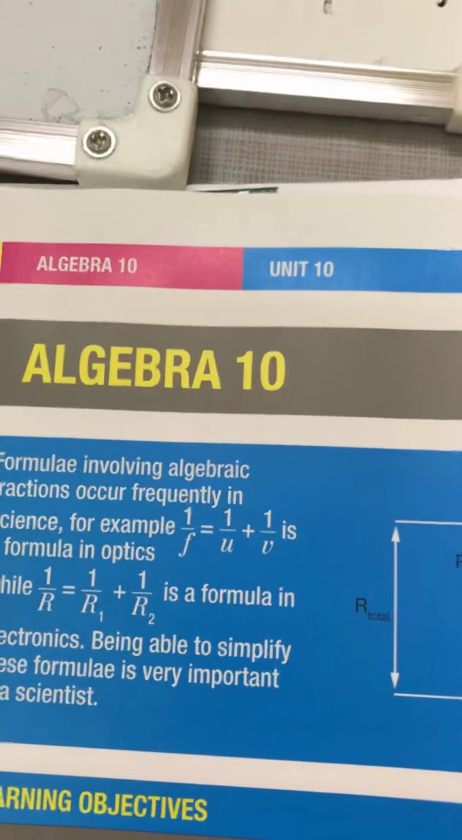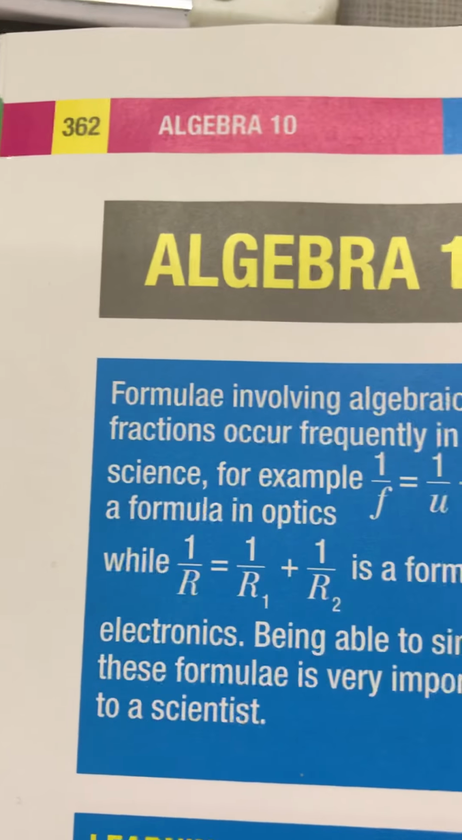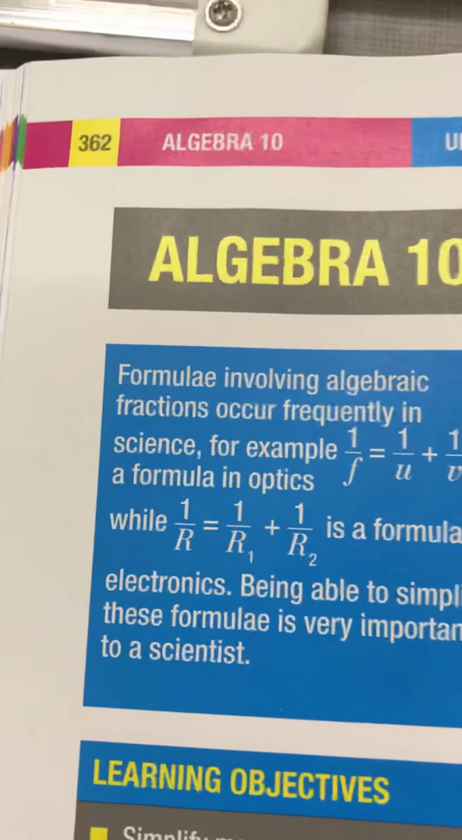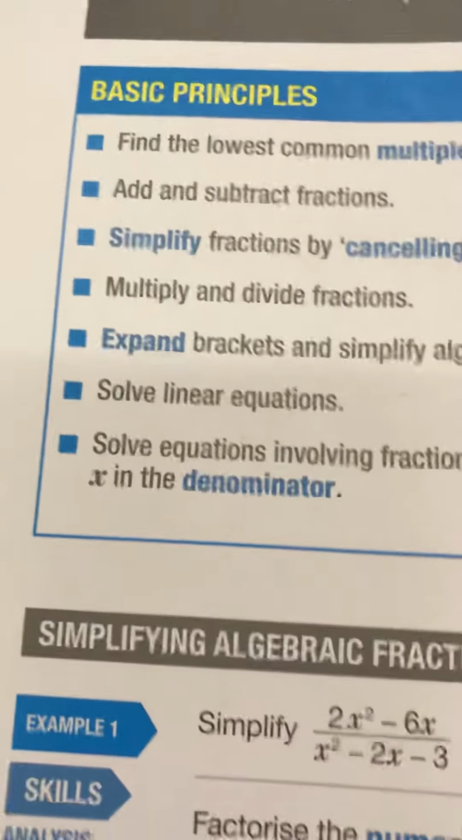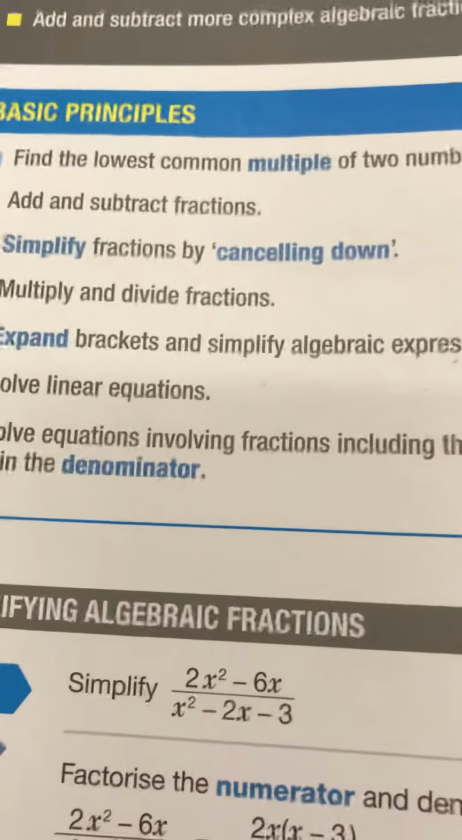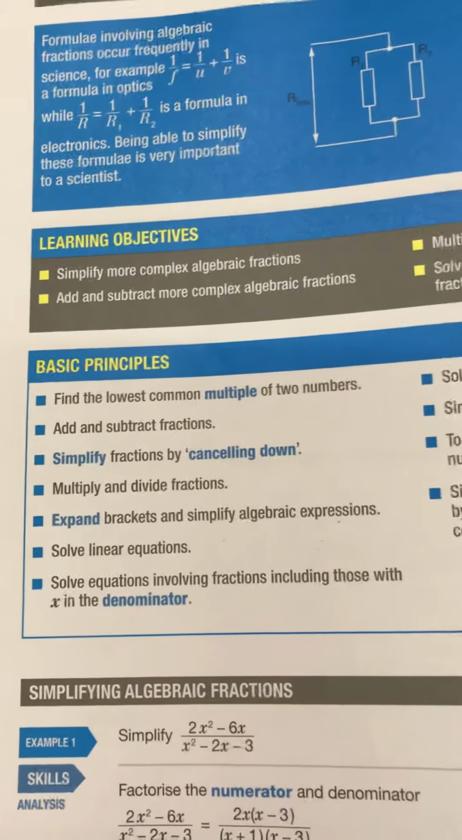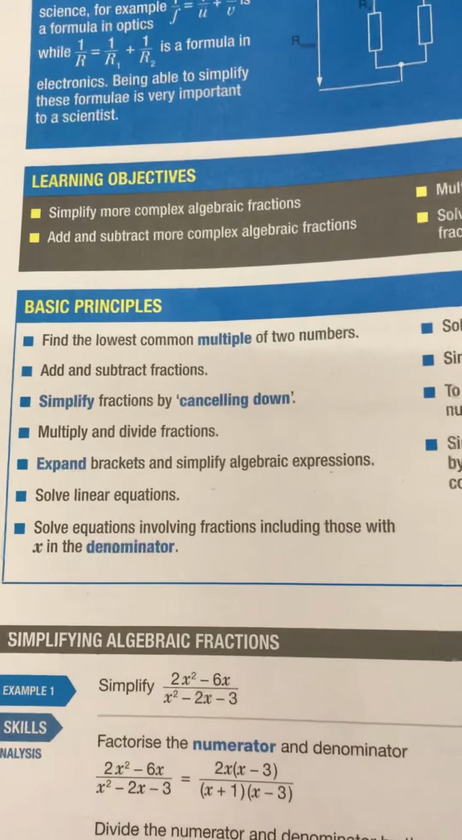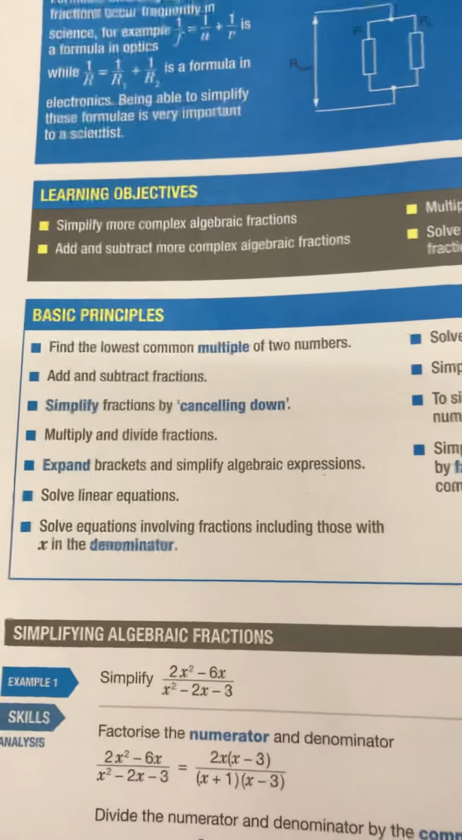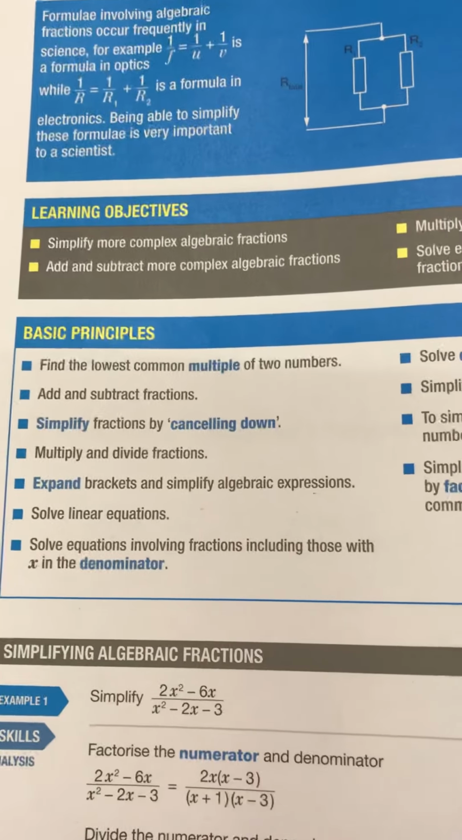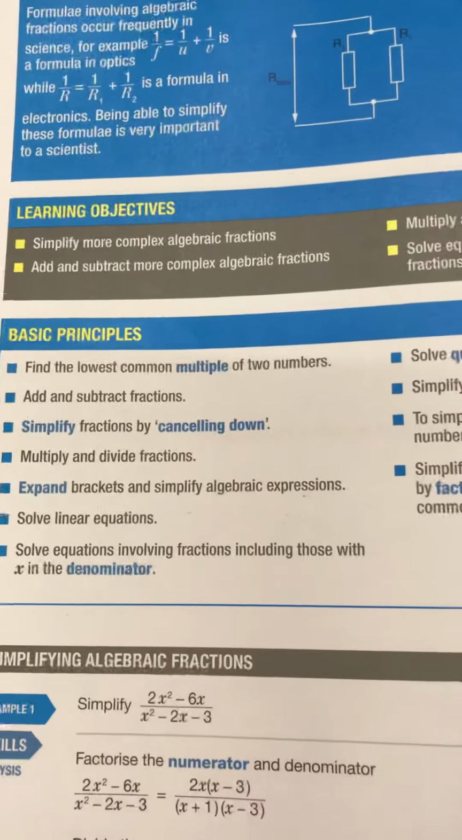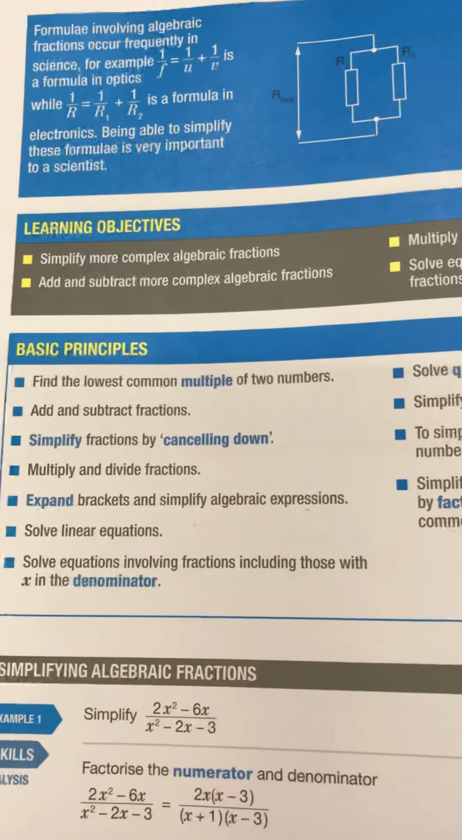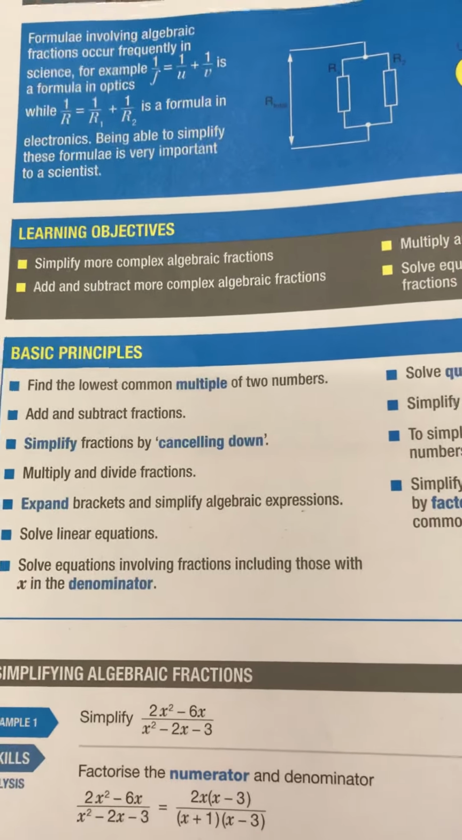Our lesson today is simplifying algebraic fractions, page 362, unit 10. To simplify an algebraic fraction, in the beginning you have to factorize both the numerator and denominator as fully or as much as possible before cancelling. And finally we can write the fraction in the simplest form.